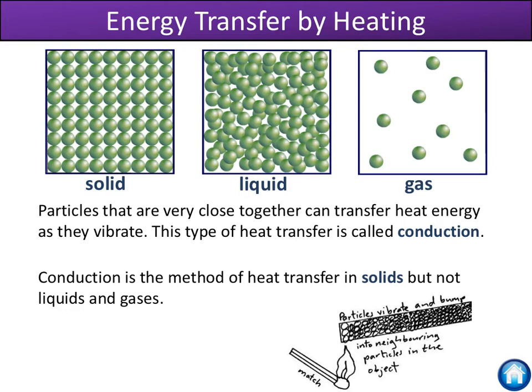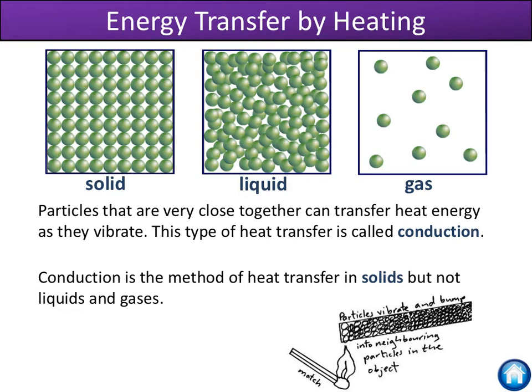It's the only method of heat transfer that happens in solids, and you can see by the diagram here, if we begin to heat this end of the rod, the particles inside the rod will vibrate more, and they will knock into their neighbour, and that will cause the energy transfer that way.